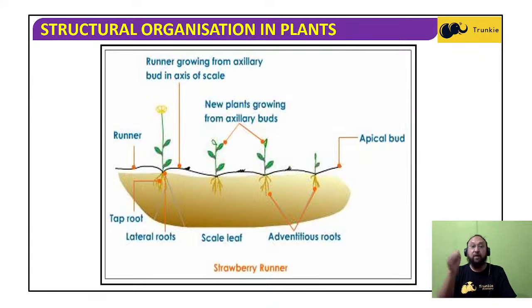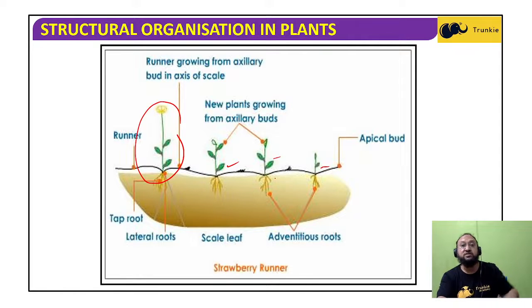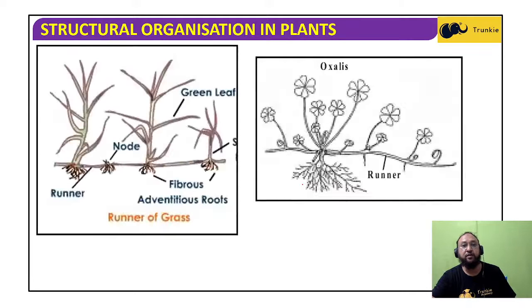So the older bud will die, and the new bud you can see. For example, if this plant dries up and dies, then this will form, and here it is growing. Apical bud. Adventitious roots are formed into the soil, and a tap root is formed in some cases. So scale leaf, strawberry runner, strawberry.